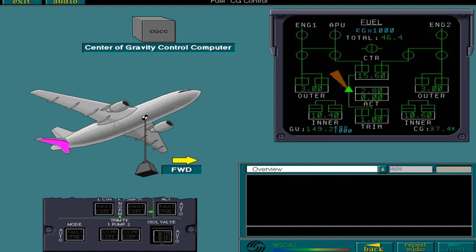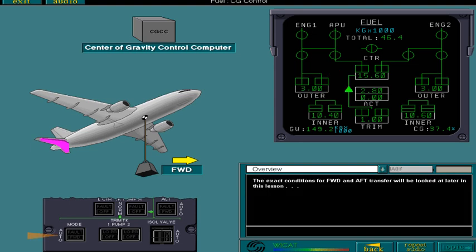The exact conditions for forward and aft transfer will be looked at later in this lesson. But first, we'll look at how and when the automatic CG control is engaged.